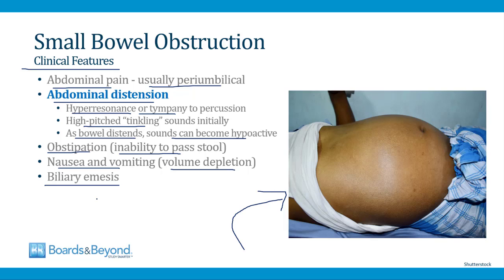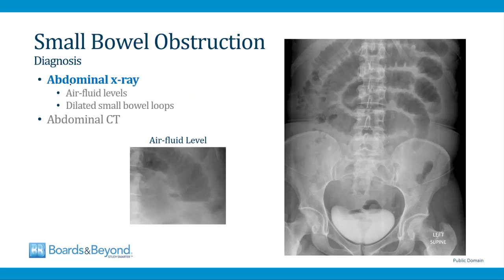This refers to emesis that has a green color to it because it contains bile, and the reason that's the case is because bile from the liver cannot move through the obstructed intestines. The diagnosis is usually made by abdominal X-ray. The two classic findings are presence of air fluid levels and dilated small bowel loops.